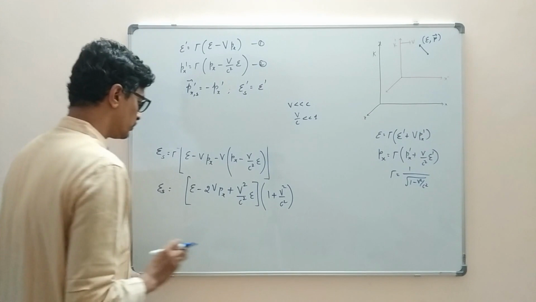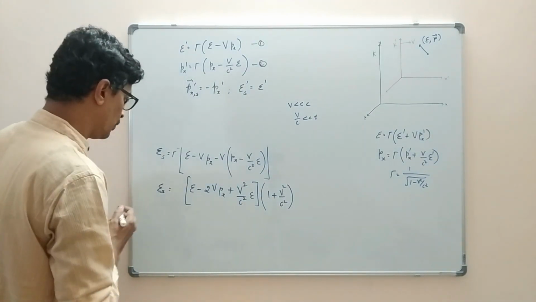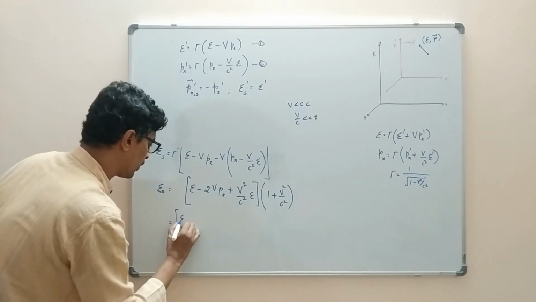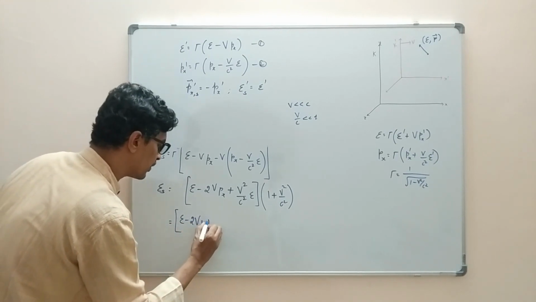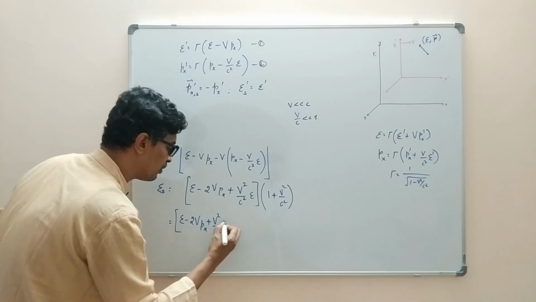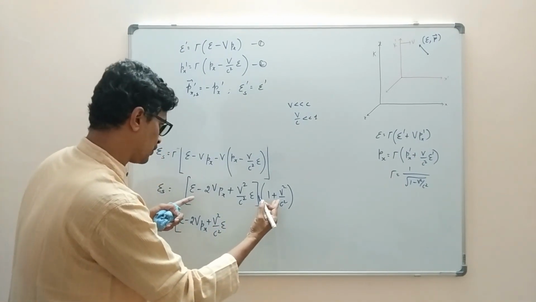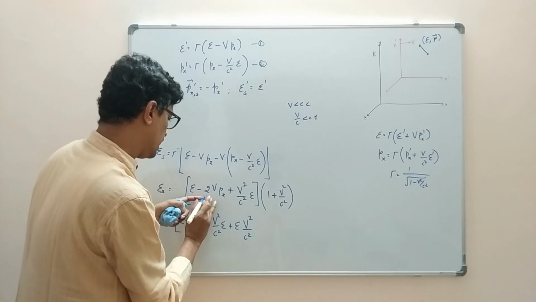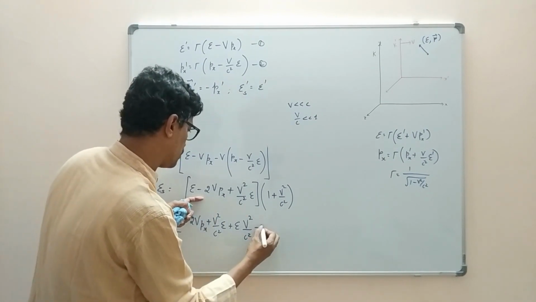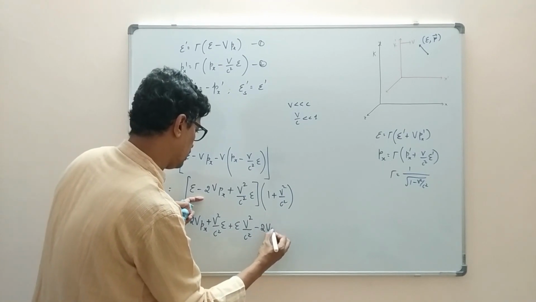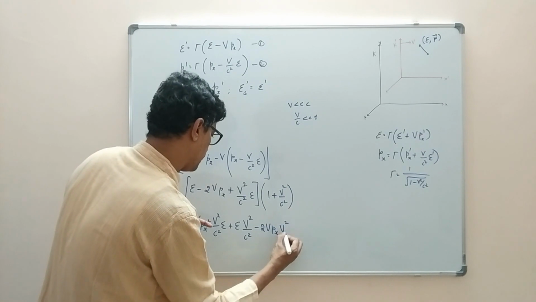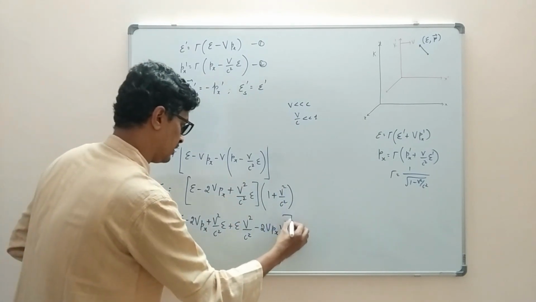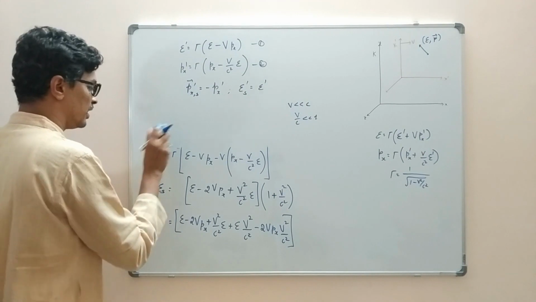So now, let us multiply it. With the 1 we will get the first term to be the same, epsilon minus 2 V P of x plus V square by C square of epsilon, and then the second term comes, so that is going to be plus epsilon V square by C square, and then minus 2 V P of x V square by C square, and this is going to be the fourth order, so we can neglect it.